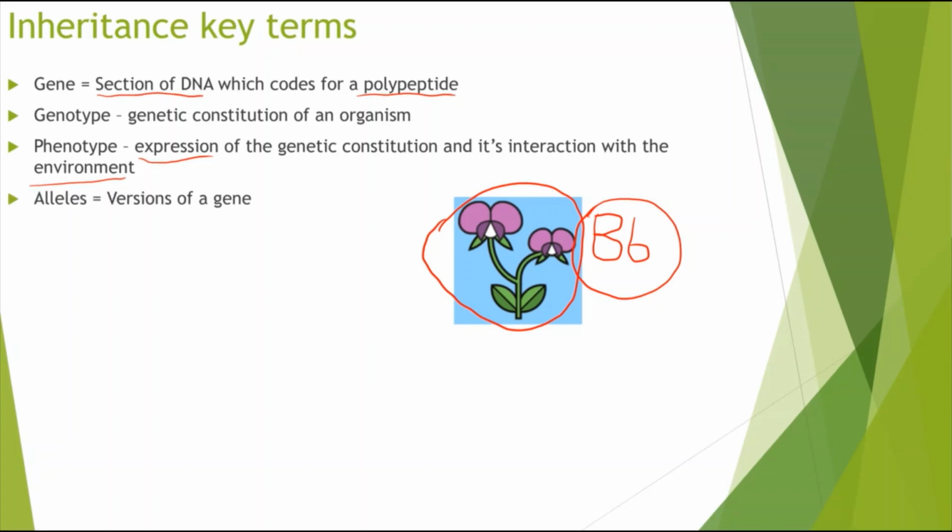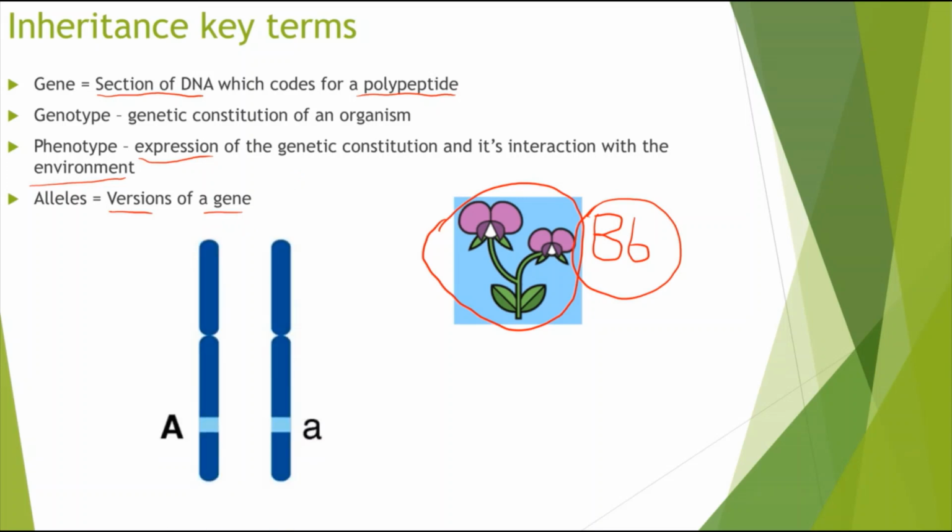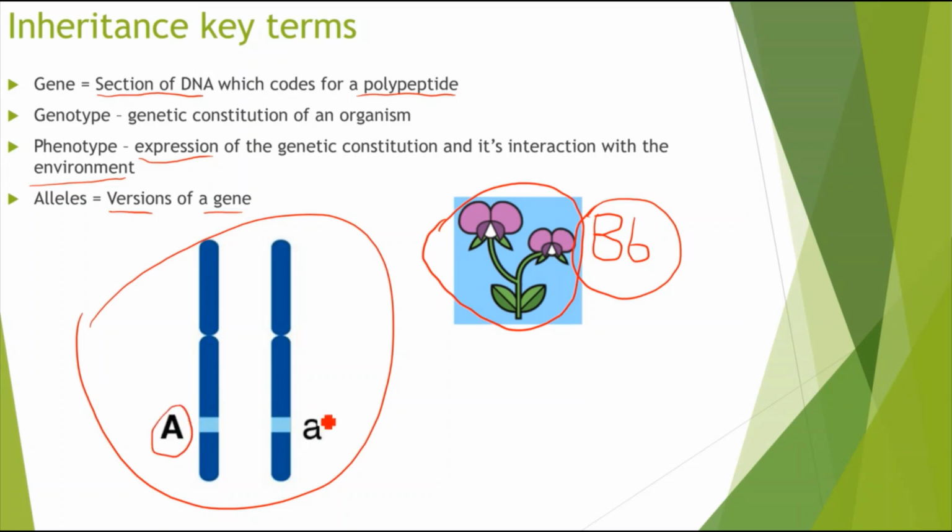Then looking at alleles, alleles are just versions of a gene. So for example, looking at these two chromosomes, let's say that these code for hair color. In this case we have an uppercase A and a lowercase a. These two are different, so they are different alleles. But because they're located at the same position on the chromosome, the same locus, they will have the same gene, which is coding for hair color.